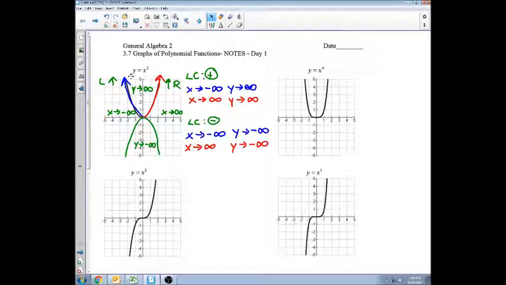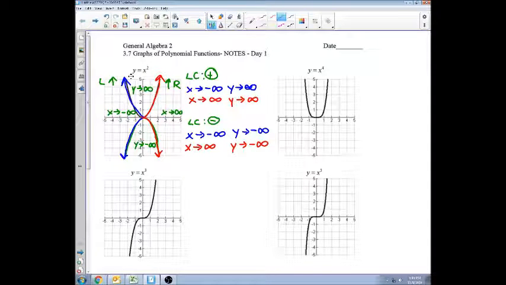So let's take a look at that on the graph. So as x, the blue line, approaches negative infinity or moves to the left, my y is moving down. So that is why my y approaches negative infinity. And as my x moves to the right, my graph goes down, so the red line there, as x approaches positive infinity, y approaches negative infinity because it opens down.